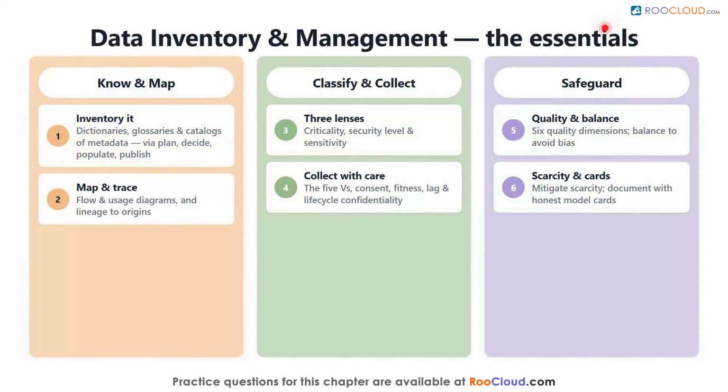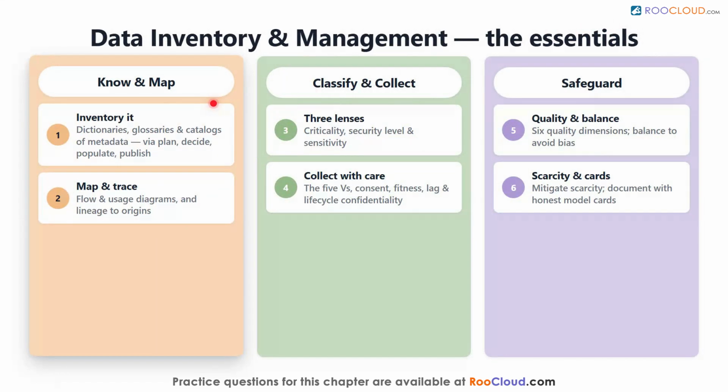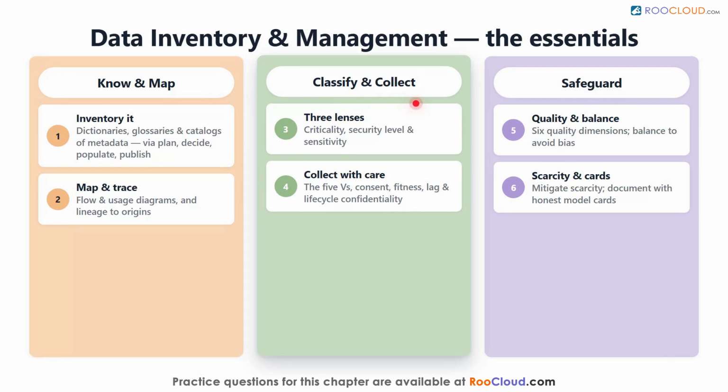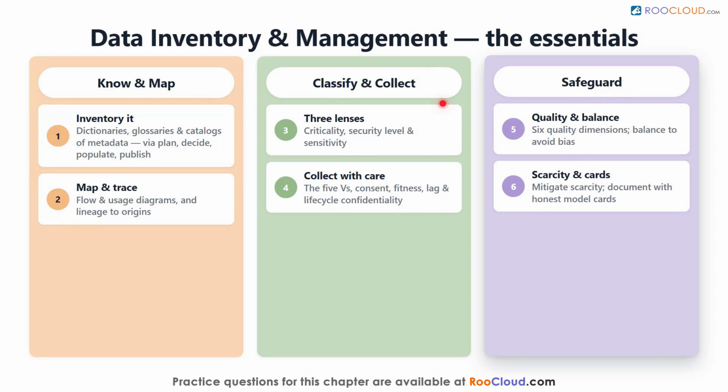Let's bring it all together. AI rests entirely on data, so you inventory it with dictionaries, glossaries, and catalogues of metadata, and build inventories through a plan, decide, populate, and publish cycle. You map movement with flow and usage diagrams, and trace origins with lineage. You classify by criticality, security level, and sensitivity. Collect with attention to the 5 Vs: consent, fitness, and lag, and protect confidentiality across the whole life cycle. And you safeguard performance through data quality, balancing, scarcity, mitigation, and honest model cards.